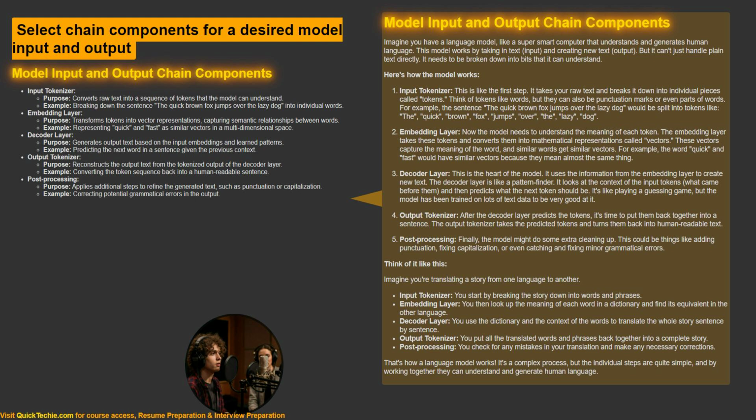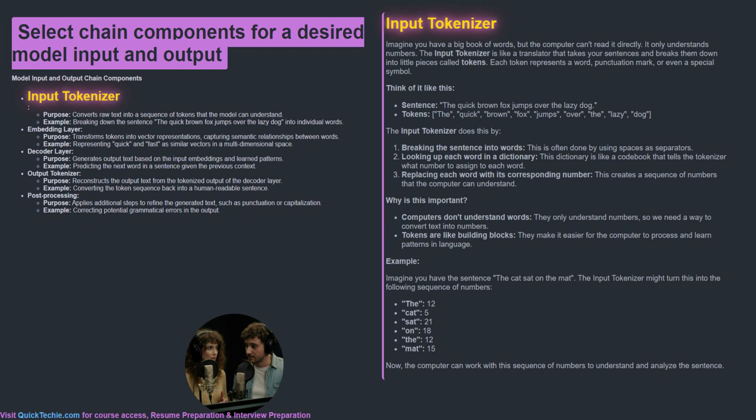That's how a language model works. It's a complex process, but the individual steps are quite simple, and by working together they can understand and generate human language. Input tokenizer. Imagine you have a big book of words, but the computer can't read it directly. It only understands numbers. The input tokenizer is like a translator that takes your sentences and breaks them down into little pieces called tokens. Each token represents a word, punctuation mark, or even a special symbol.